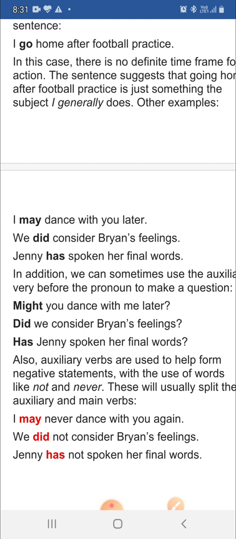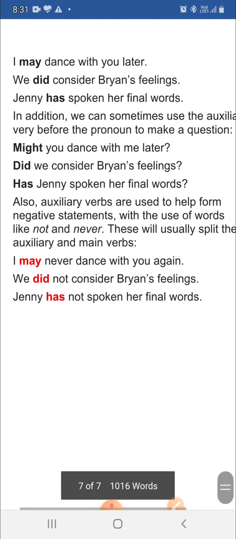This is how you can identify the type of verb. I am explaining each and every word so that you understand and you are able to identify the main verb as well as the auxiliary verb, and also you can identify whether it is a negative sentence, whether it is an interrogative sentence, or whether it is an affirmative sentence. Okay, Jenny has not spoken her final words. Here, has is the auxiliary verb, not is the word for negation or negative sentence, and spoken is the main verb. So, this was all about the auxiliary verbs.